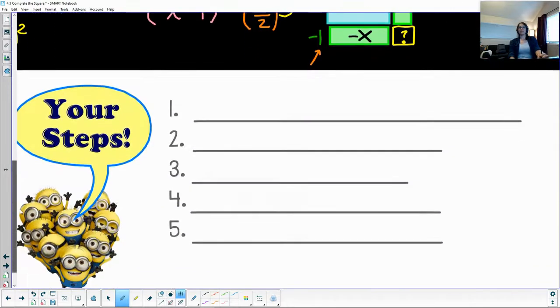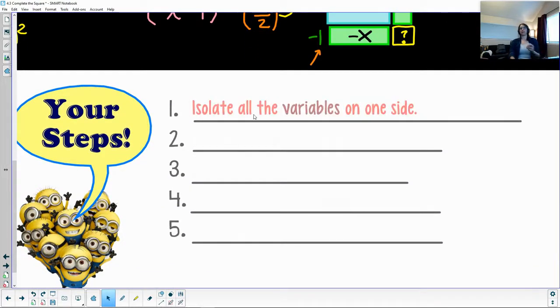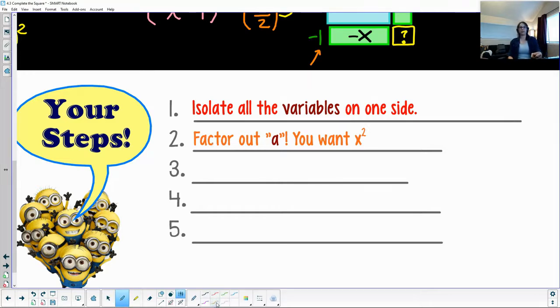So let's write these steps down so we can have them and access them for later. First thing you're going to do is get all your variables on one side. Anything with an x, put it on one side. And then we're going to take a look, and hopefully there's no ax squared piece. So what I mean by that is, do you have a 4x squared? Do you have a 5x squared? Is there something in the front? If so, we're going to have to deal with it.